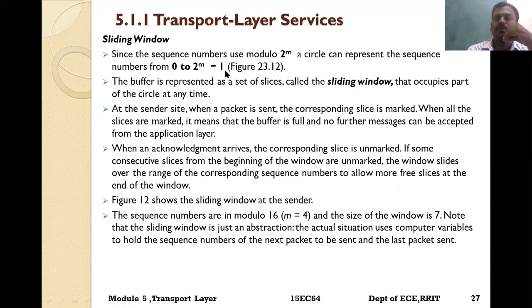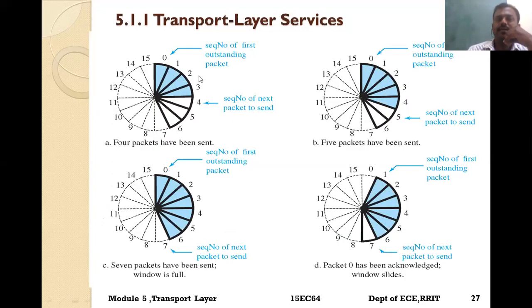16 minus 1 is 15, so 0 to 15. That we have shown in a circular way. You can see here 4 packets have been sent. In the circle, 0 to 15 is there. 4 packets have been sent, and that is represented using a blue color.